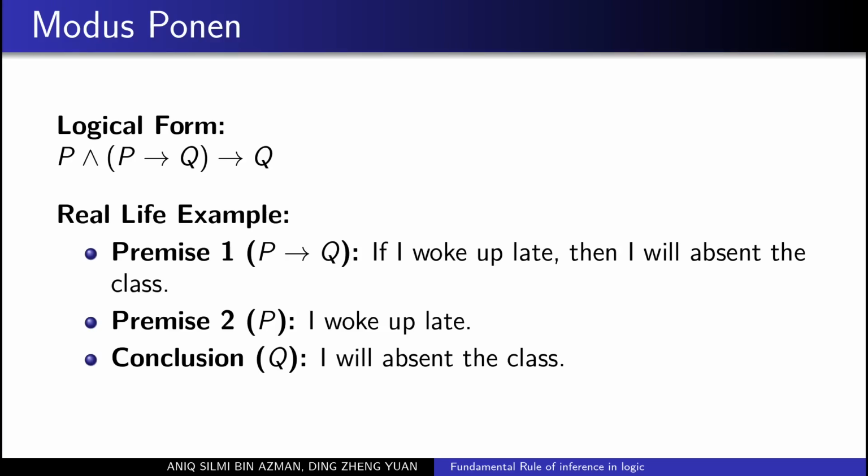The first rule is modus ponens. Here is the logical form. The conjunction of P and P implies Q will imply Q. Here we have two premises. The first premise is an implication form, with antecedent P and consequent Q. Then if the antecedent happens, we can conclude Q.